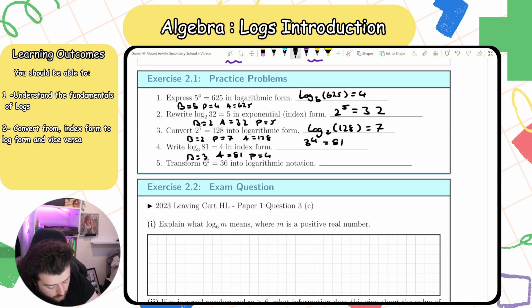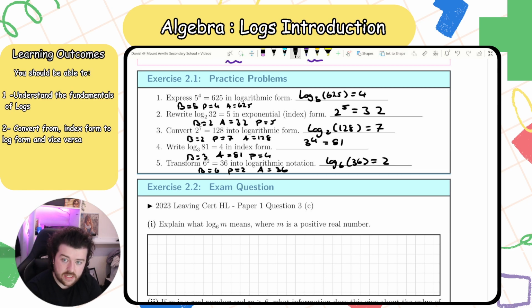Then finally, transform 6 squared equals 36 into log notation. So my base is 6, my power is 2, my argument is 36. So I'll convert it to log form. So log base 6 of my argument 36 is equal to 2. So 6 to the power 2 is 36.